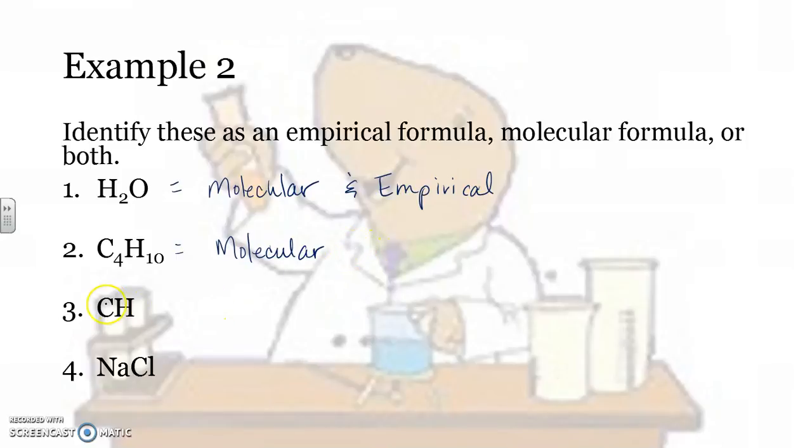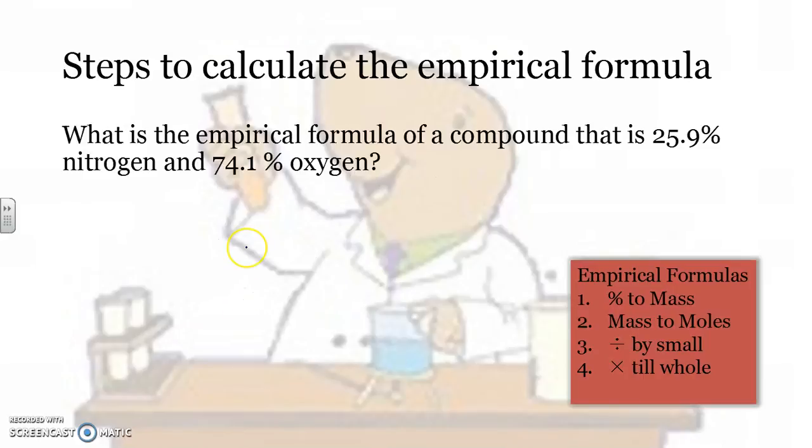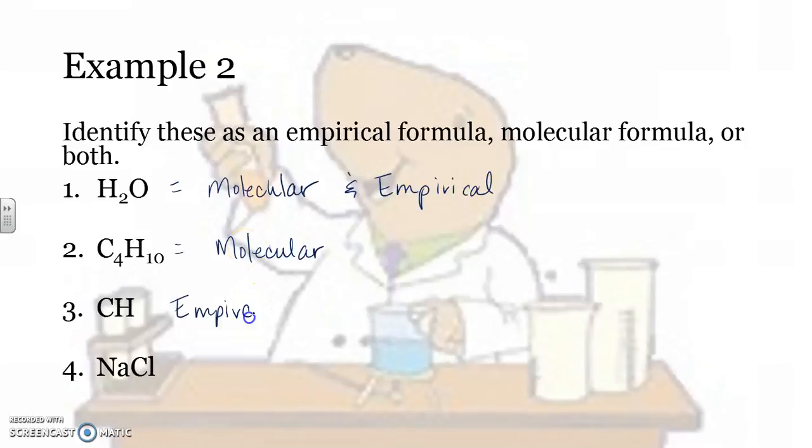No. Okay, CH. Well, guess what? By the laws of chemistry, because we cannot have a C with one simple H, this would be an empirical formula. Because we learned already that one carbon needs to have more than one H with it.